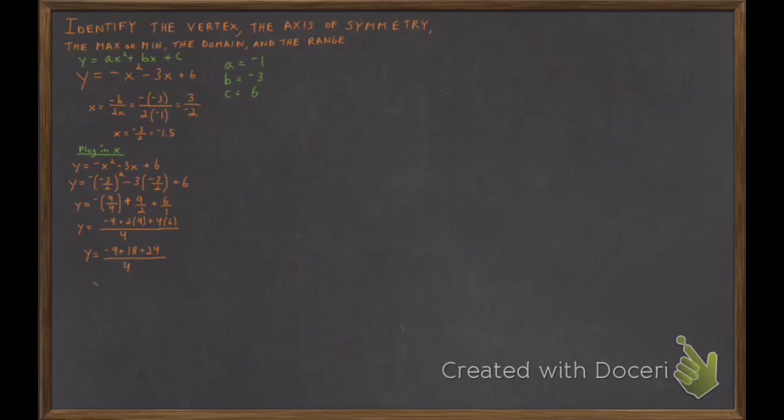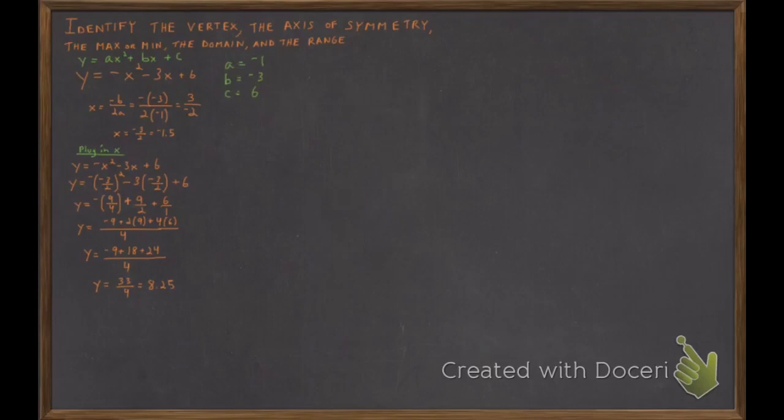So we see that y must equal then 18 plus 24 is 42, and then we have 42 minus that 9, which is 33. So y equals 33 over 4. Now we can also say that this is equal to 8.25.